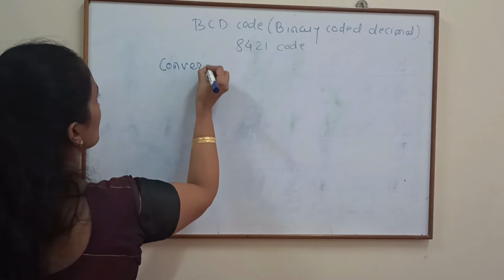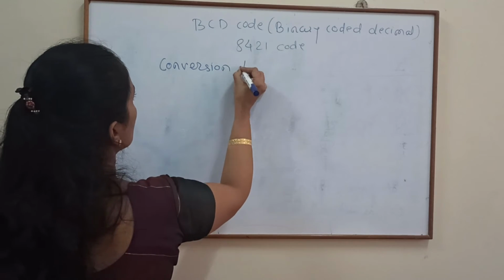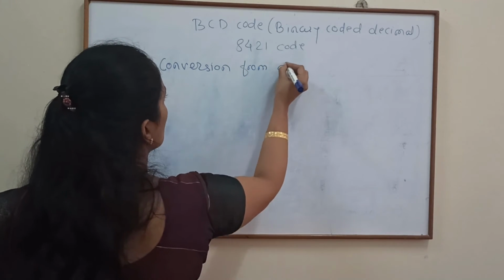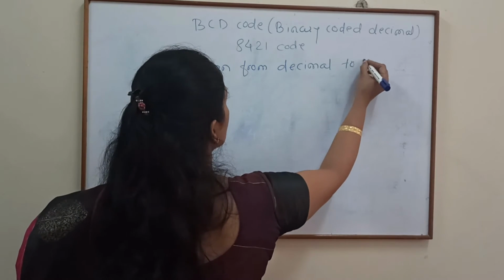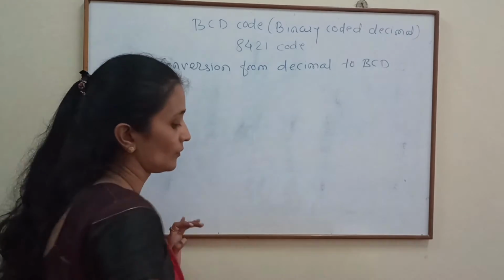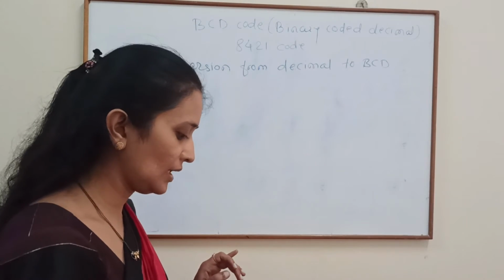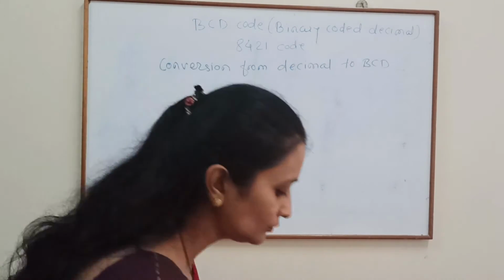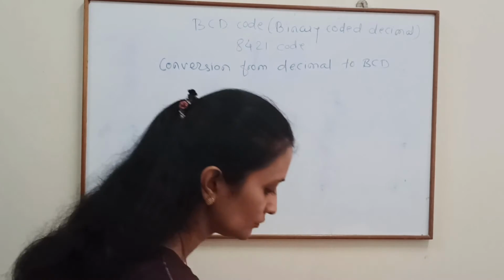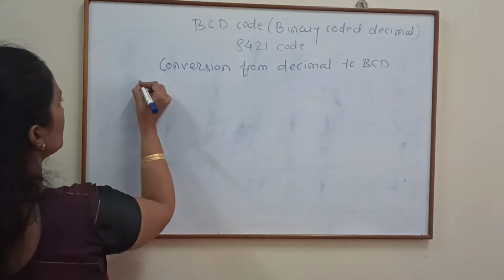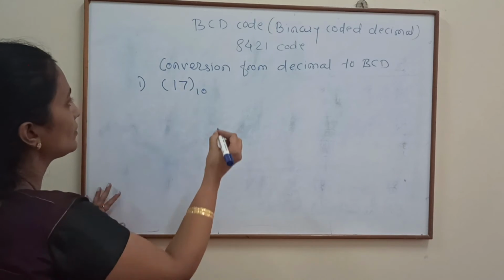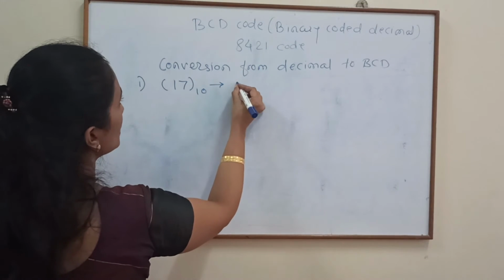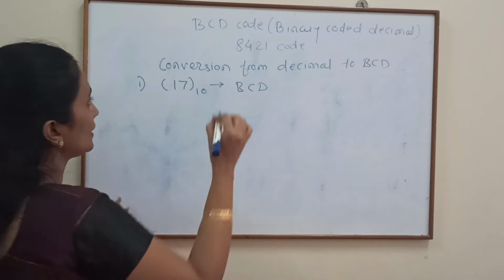Conversion from decimal to BCD. Up to 9 we have said. We will take one example. Number 17. This is a decimal number and I want to convert this into BCD.